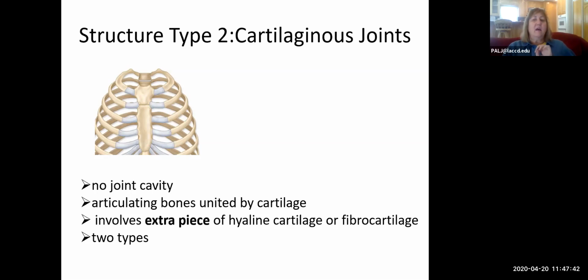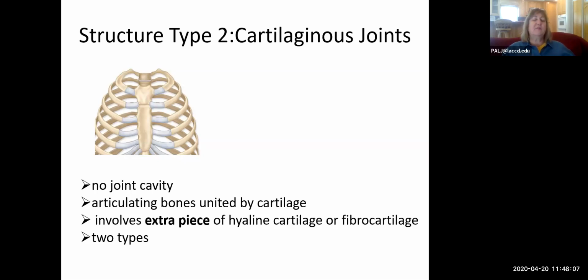Secondly, the 2 bones are not connected by fibrous connective tissue anymore. What they're connected by is an extra piece of cartilage. So we have bone with its hyaline cartilage, bone with its hyaline cartilage, and between the 2, we now have an extra piece of cartilage, and that extra piece of cartilage can either be hyaline cartilage or fibrocartilage.